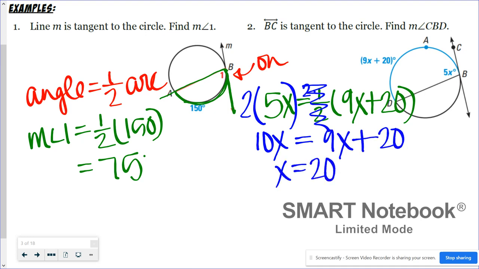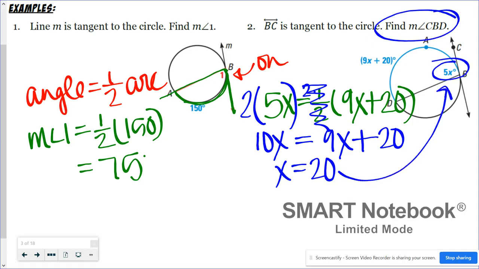Now remember, in geometry, whenever we have to solve an equation to find x, most of the time that's not the final answer. So always go back and see, is there anything they want me to do with this? And they want you to find the measure of angle CBD. Angle CBD is 5x, so I need to multiply 5 by 20, and so the measure of my angle is 100, and that's my final answer.